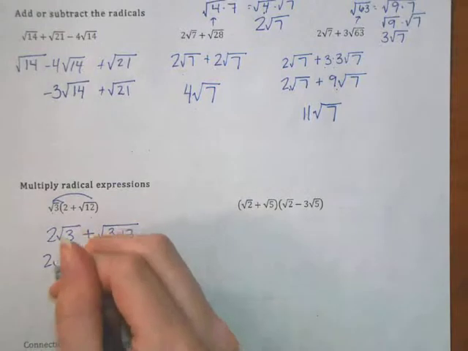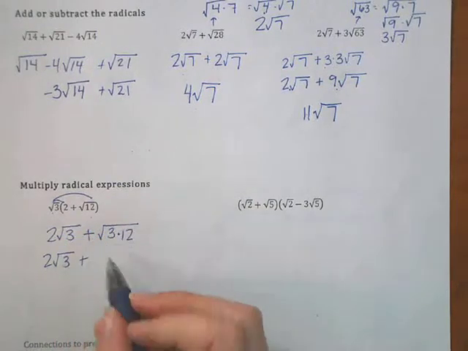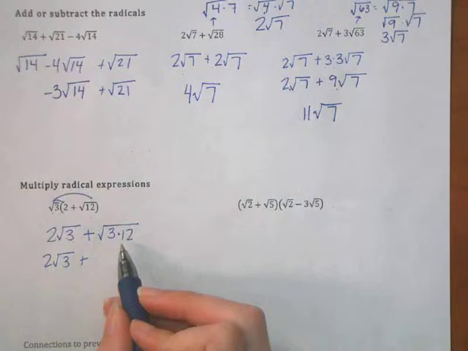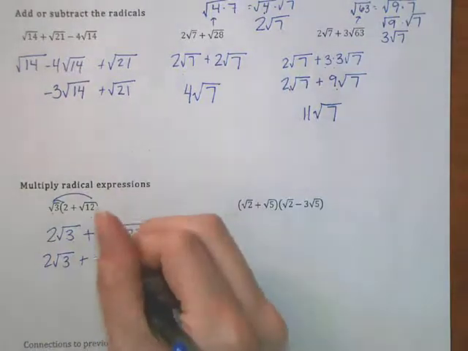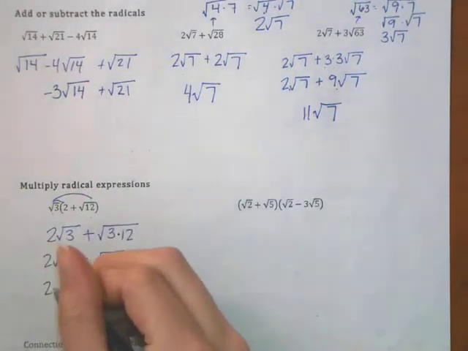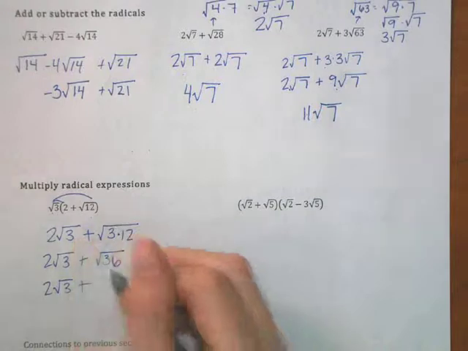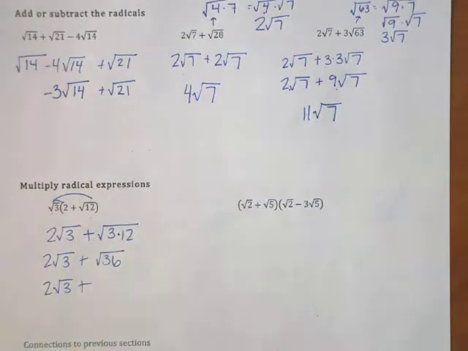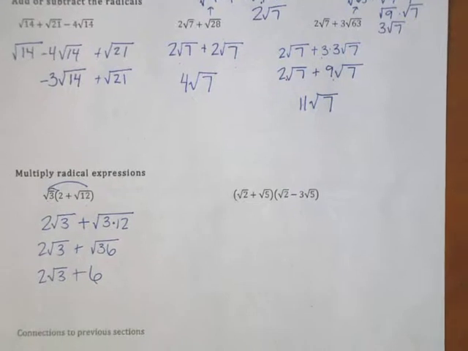So I'm going to just simplify. So 2 roots of 3. What's 3 times 12? 36. I think I can simplify this a little bit more. What is the square root of 36? It's 6. So I have 2 roots of 3 plus 6. And we're done. The only radical I have has a 3 under it, and there are no perfect squares that go into 3.